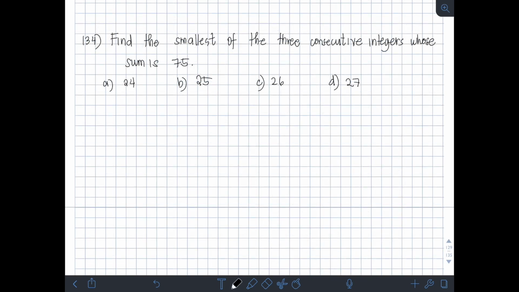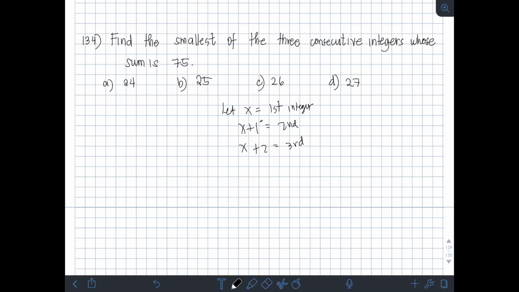Next, we have, find the smallest of the 3 consecutive integers whose sum is 75. Okay, so pag sinabi natin consecutive integers, magkakasunod sila or yung difference nila is 1. So, for example, 1, 2, 3, 4, 5, 6, and so on. So, kung ililet natin as x yung first integer, therefore, yung susunod sa kanya is x plus 1, right? Then, yung pangatlo is, dadagdagan pa natin ng plus 1. So, x plus 2 yung third.